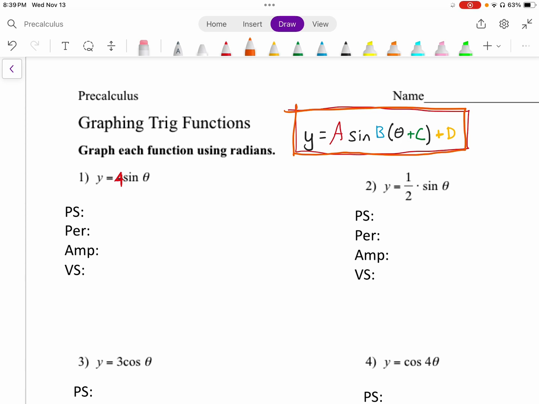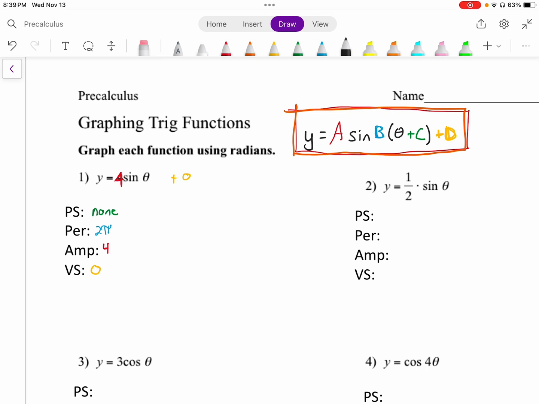So that has to do with C, so there is no phase shift. There's nothing added to theta, so none. Period. There's nothing multiplied, so this B has to do with period. So it's just our normal period. It's 2 pi for sine. Amplitude, that's what we do have here. That's 4. And then vertical shift would be the yellow, and there's nothing added out here, so that's 0.